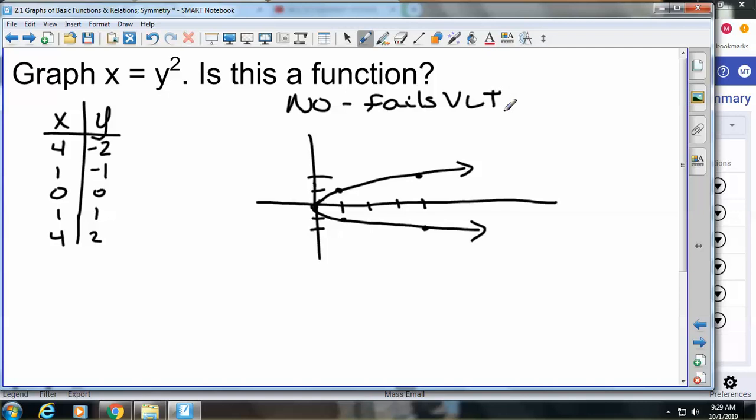So it fails the vertical line test, so that one is not a function. Typically the increasing, decreasing, constant questions, we only ask about functions. So I wouldn't ask you about that here. Any questions on that?